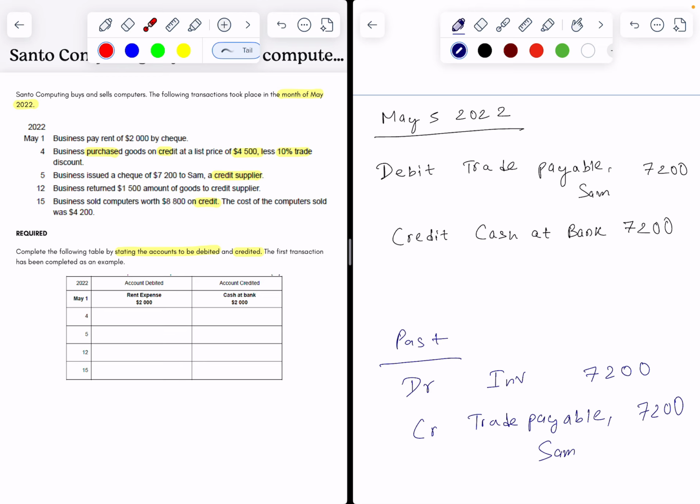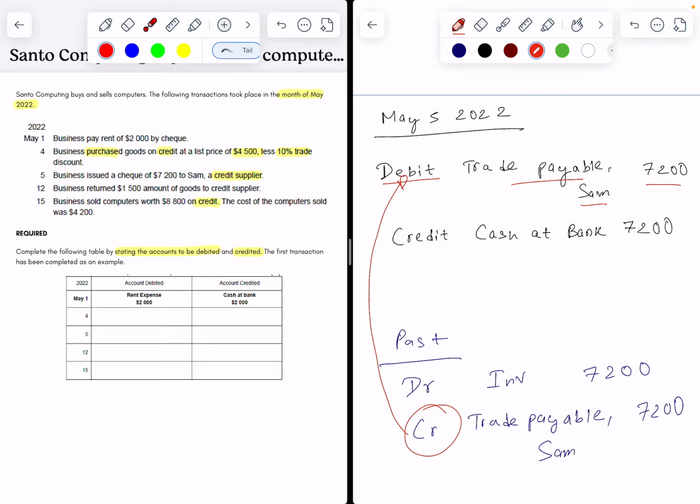Now that on the 5th of May 2022, we are paying Sam off, it means our liabilities are decreasing in value. So we have to debit the liability account, which we originally had, which is the account for trade payables Sam, to reflect that we have paid them off. So we debit the trade payable account of Sam by 7,200.